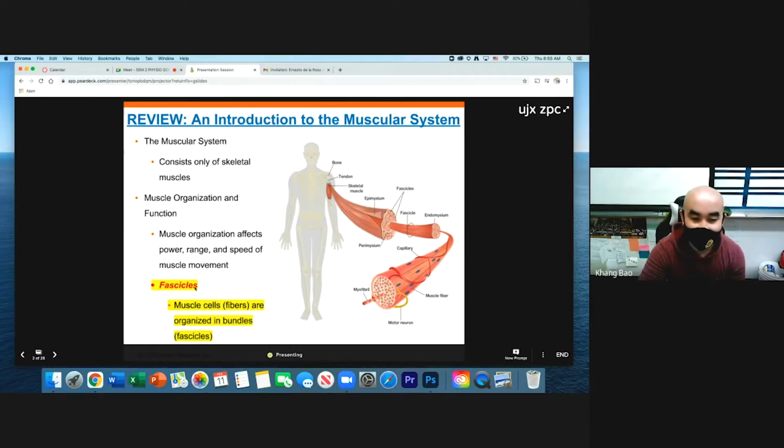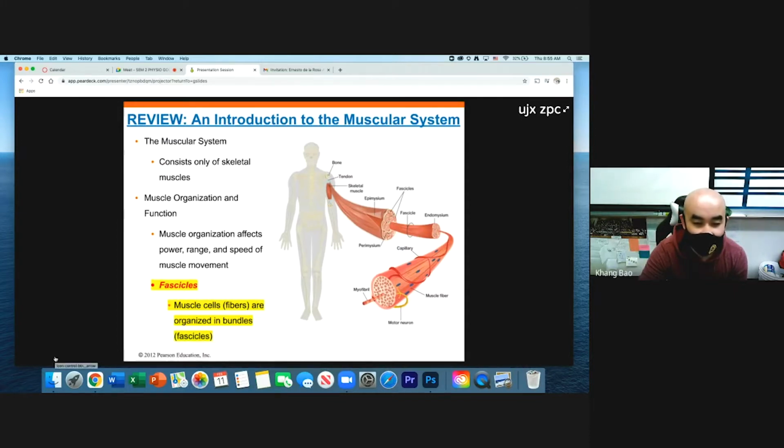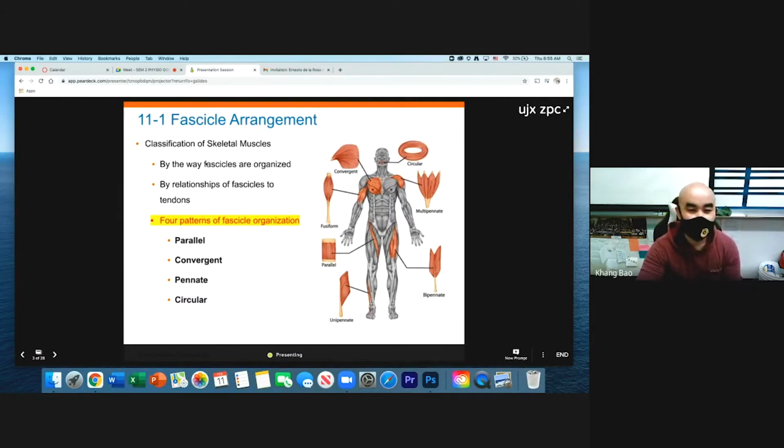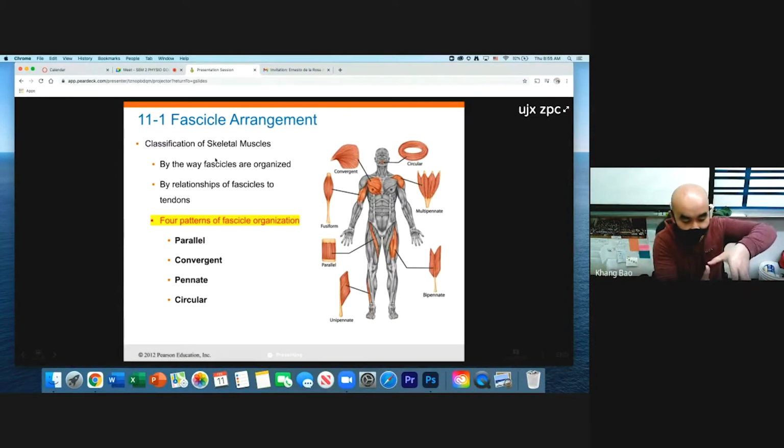And again, fascicle. So let's focus on the point of the fascicle. Let's go over what a fascicle is, why it's important to have fascicles, okay? So again, a fascicle is when you have multiple muscle cells come together to create this compartment of muscle. So there's multiple muscle cells or fibers in there.